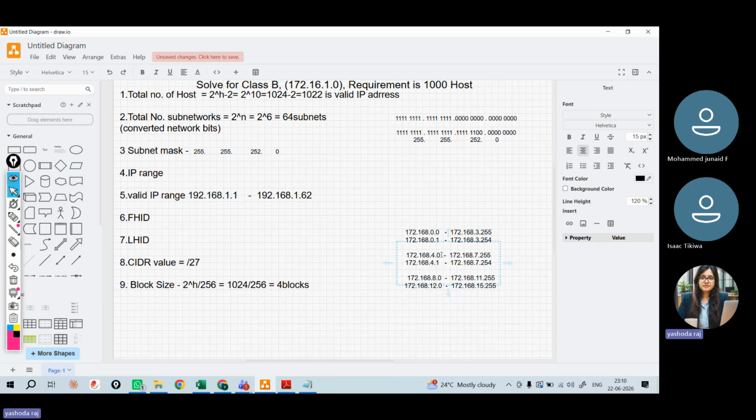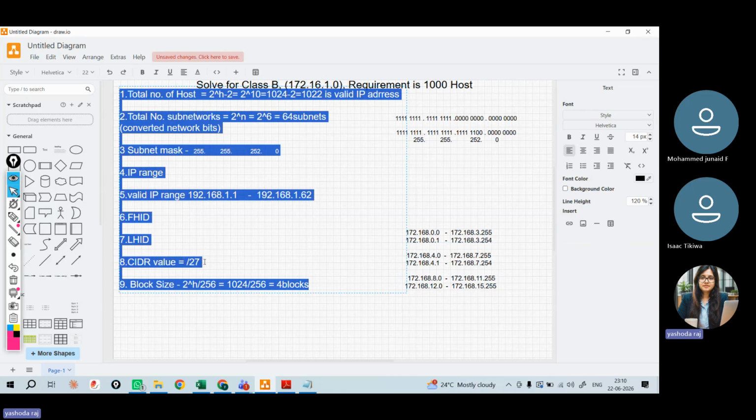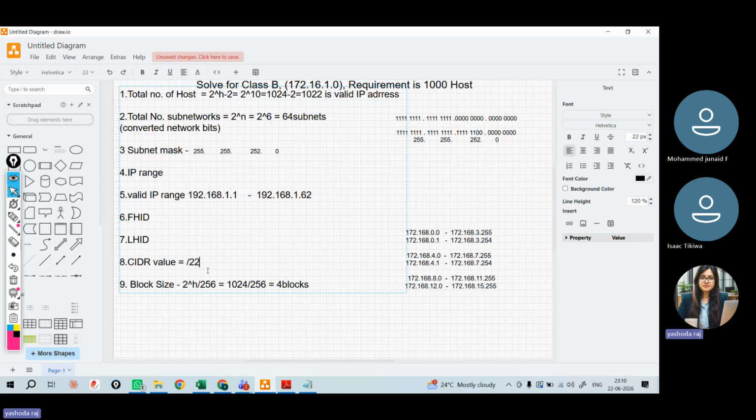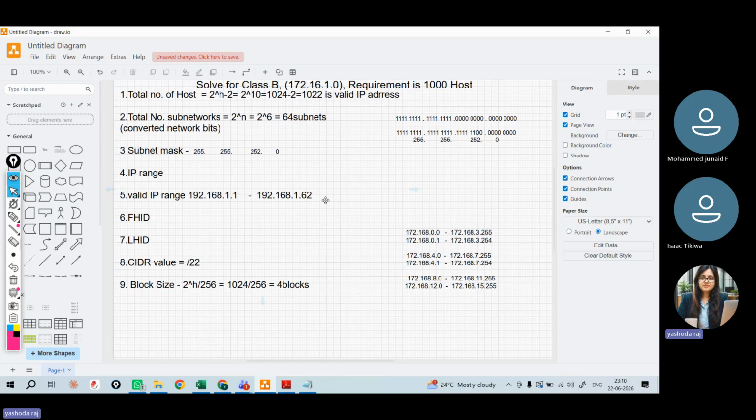So which is the first host ID? 0.1, 4.1, 8.1, 12.1. Last host ID? 3.254, 7.254, 11.254, 15.254. This is the valid IP range. IP range written. CIDR is /22, right? Done. So this is how you need to write.